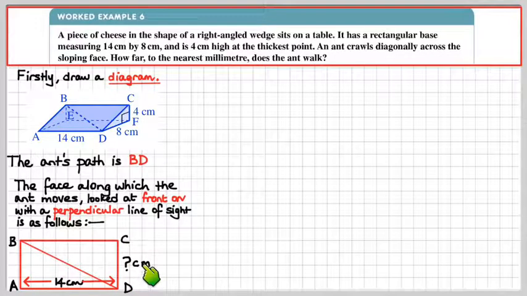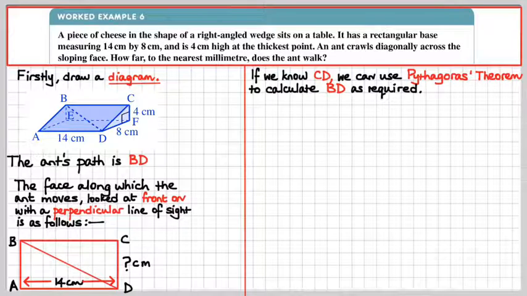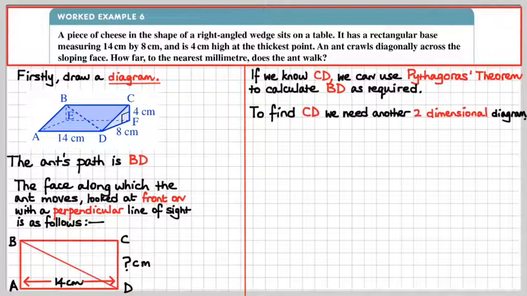And of course we do. So what are we going to do to get CD? I think we need another diagram, don't you? Yes, if we knew CD, as I was saying over there, we could use Pythagoras' theorem to get BD in that rectangular diagram, yes? So let's see about CD. To find CD, we need another two-dimensional diagram.